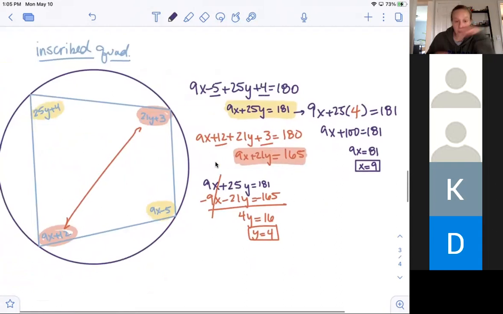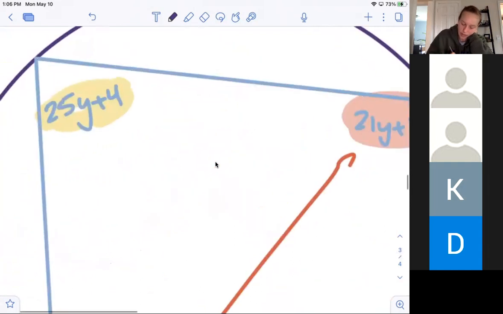Once I find those, I can plug those into my equations and find out what my actual angles are. So again, I'm walking all the way through this because I'm going to ask you to do one by yourself in a second. So x is 9, y is 4. So I've got 25 times 4 plus 4 is going to be 104.